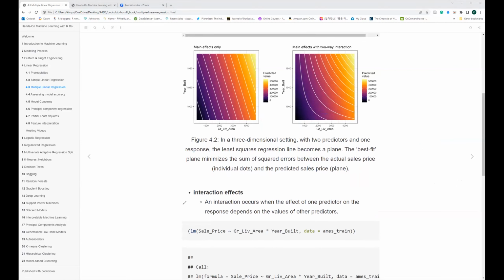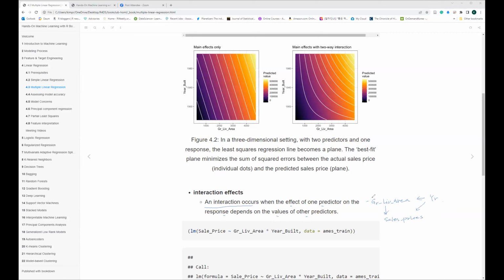So basically in the book it says interaction occurs when the effect of one predictor on the response depends on the values of the other predictors. So that means in this case, ground living area can differ depending on the year built, and that actually affects the sales price like this. Okay.